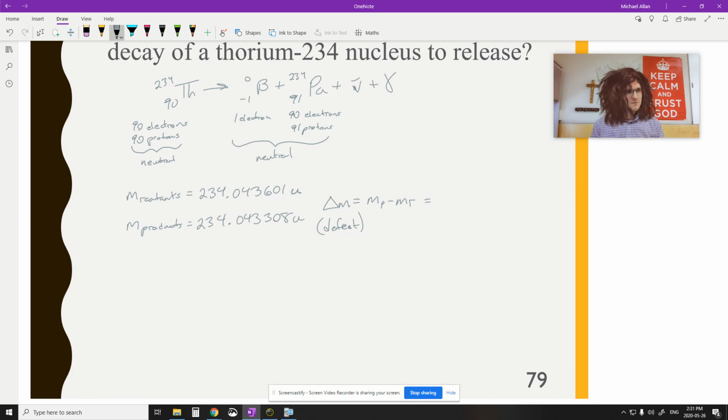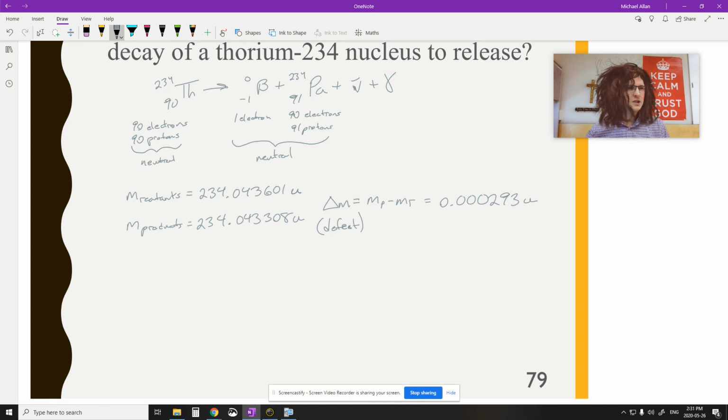So the number ends up being, let's see, my calculator. What do we have here? 601 minus 308. So we get, just because I know all these other numbers are going to be canceling out, 293 atomic mass units. Cool. That's how much it changes by.